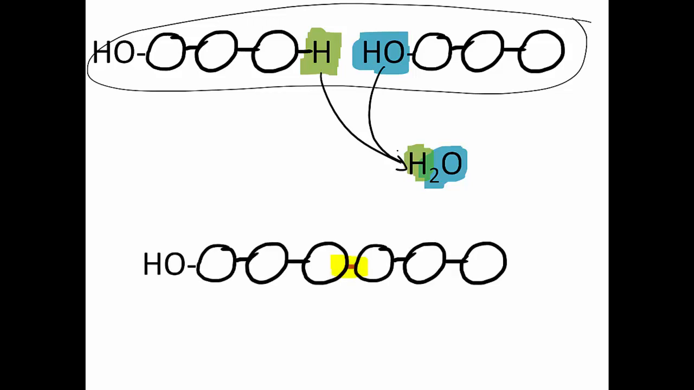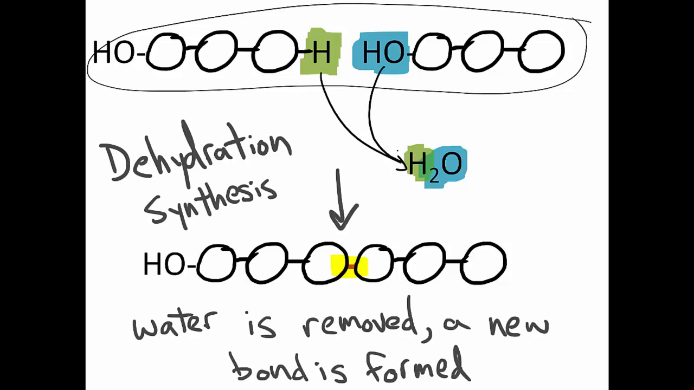So there is your new polymer, or the beginning of a polymer, right? You would say this is a dimer because there's two, di two, but you get the idea. Okay, so this is called dehydration synthesis. Water is removed and a new chemical bond is formed.